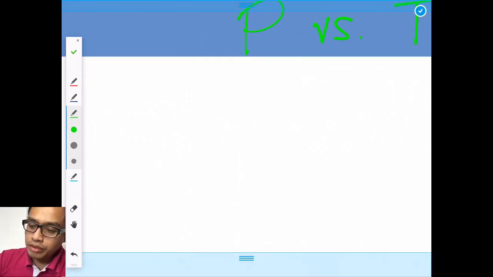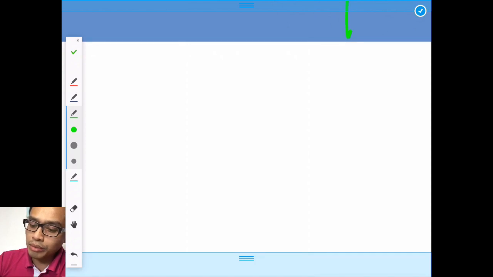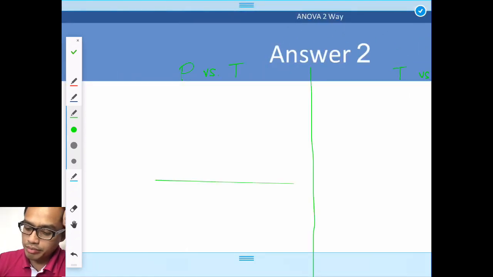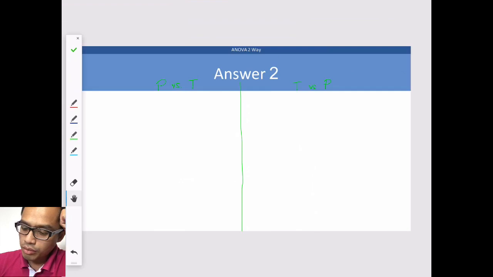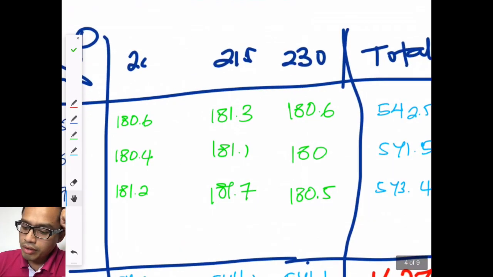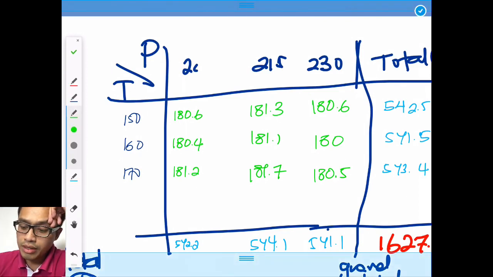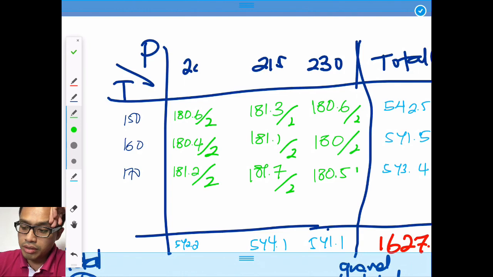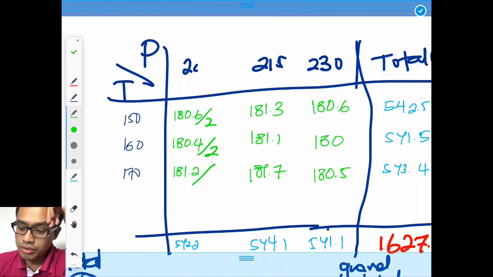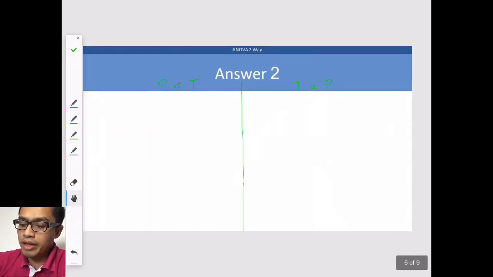What should we do? First, you need to go back to the table that we have done just now. Right, this table, you need to divide by 2 or find the average. Divide by 2, divide by 2, divide by 2, divide by 2, divide by 2, divide by 2, divide by 2. Right, you have to do that. So let's back up a bit because I'm going to use this for your reference. So all of them divide by 2.